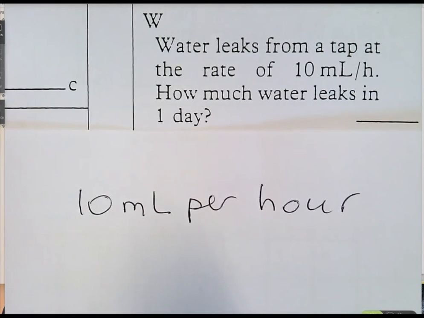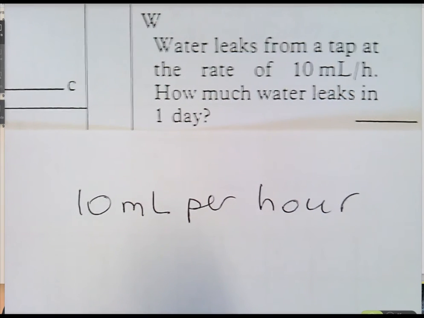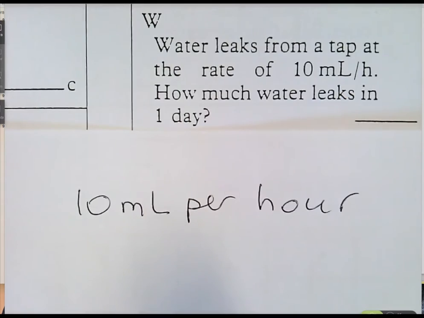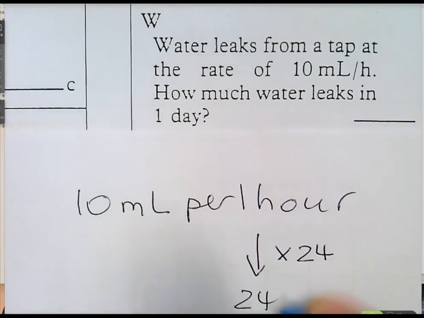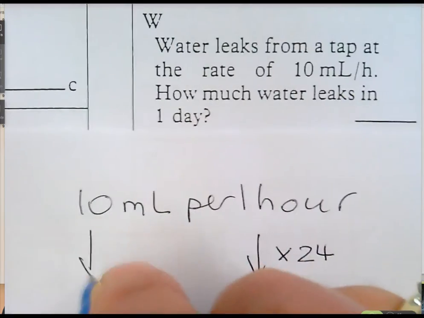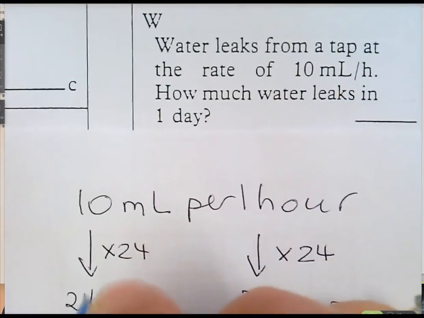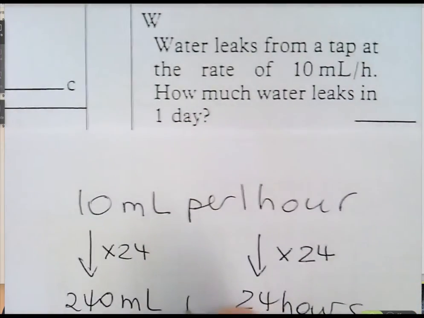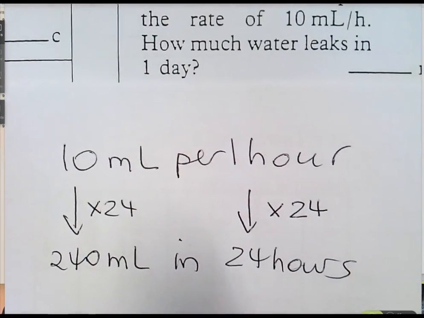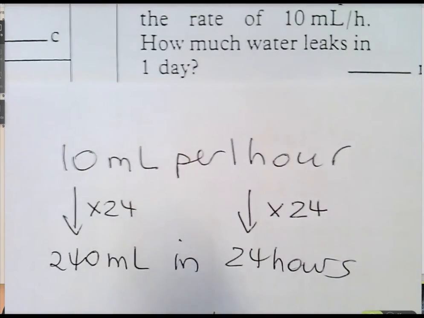So we're losing 10 mils every 1 hour. How much in 2 hours? Water leaks from the tap at a rate of 10 mils per hour. How much water leaks in 1 day? You're going to work out how much for 24 hours. So 240 mils in 24 hours. In other words, it's 240 mils in 1 day. Do you get it?